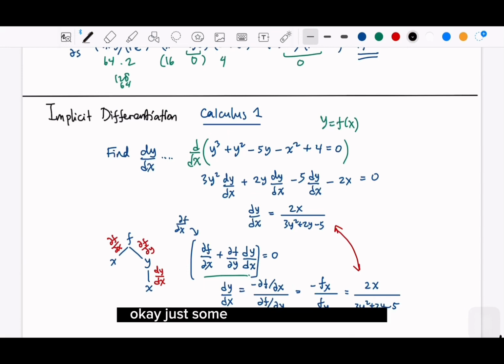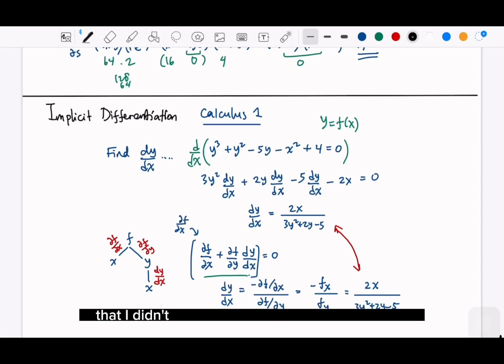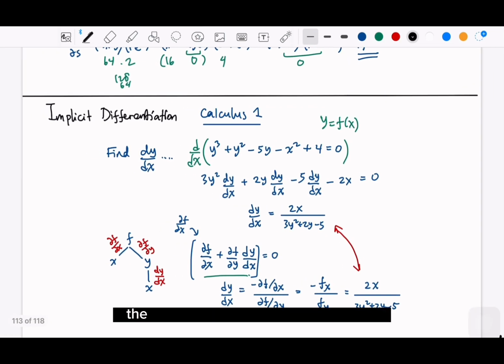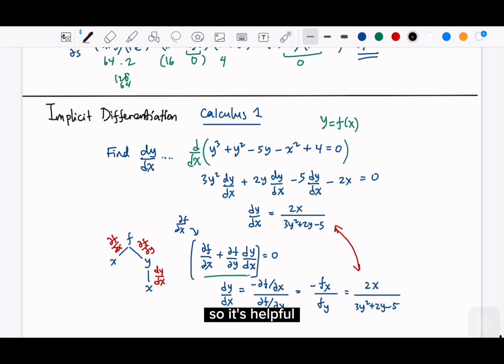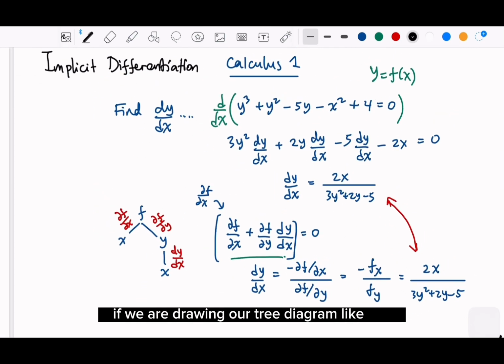Okay, just some additional information, since I didn't record the second half of the course. I'll just review the implicit differentiation from calculus 2. It's helpful if we draw our tree diagram like this.